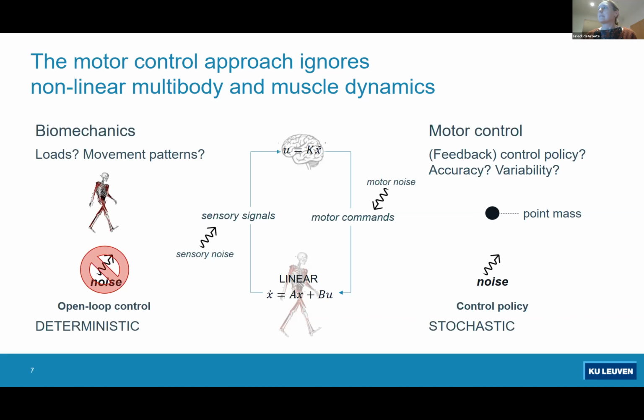Because of these different approaches, most simulations do not account for the interaction between nonlinear mechanics and control in the presence of noise. Yet, mechanics and motor control interact, and I therefore believe that we need to combine complex mechanics with control policies that are robust to noise to advance our insights in both biomechanics and motor control of movement. But doing so results in optimal control problems that are hard to solve.